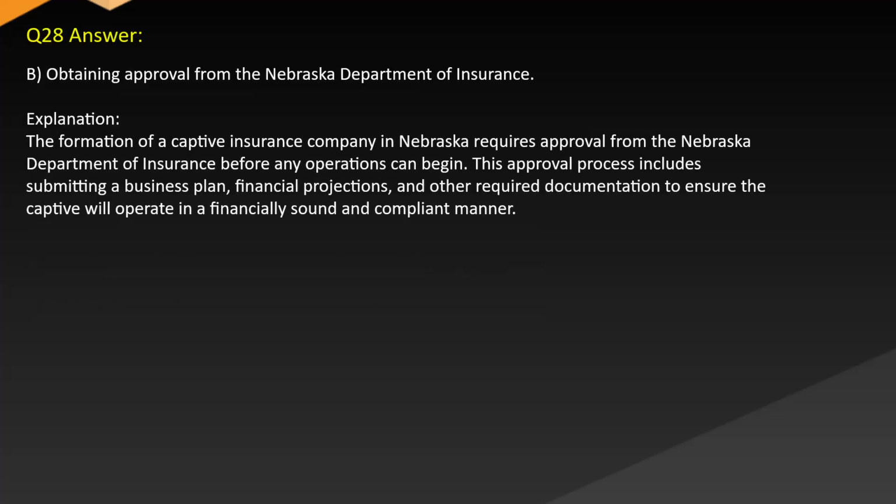Answer: B. Obtaining approval from the Nebraska Department of Insurance. Explanation: The formation of a captive insurance company in Nebraska requires approval from the Nebraska Department of Insurance before any operations can begin. This approval process includes submitting a business plan, financial projections, and other required documentation to ensure the captive will operate in a financially sound and compliant manner.